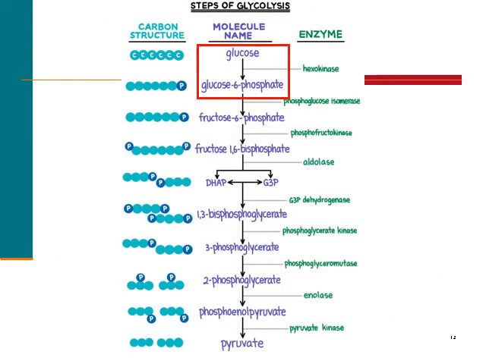So this is the overall glycolysis pathway. You can see glucose which had been derived from the food after digestion is converted into pyruvate through a series of biochemical reactions. We will go through these reactions step by step in the later slides.